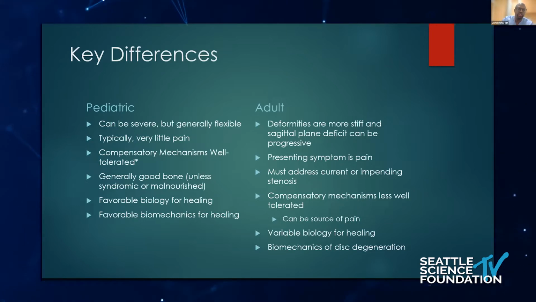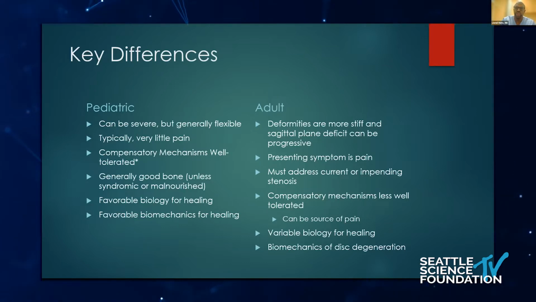Generally, pediatric patients have good bone unless they're syndromic or malnourished, and they have favorable biology for healing and favorable biomechanics, particularly when it comes to disc degeneration. So we don't have the same mechanical environment that we're trying to achieve a fusion in as we do in the adult.